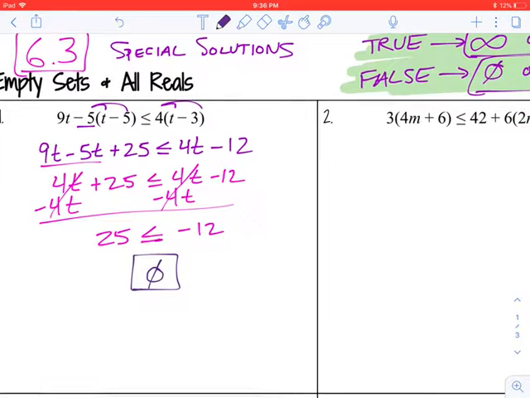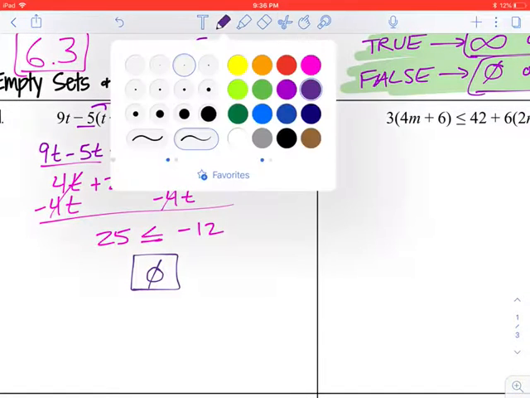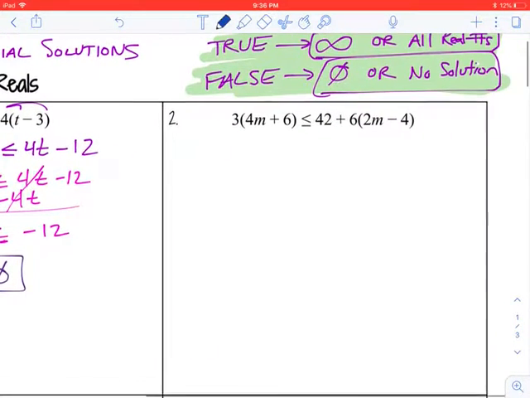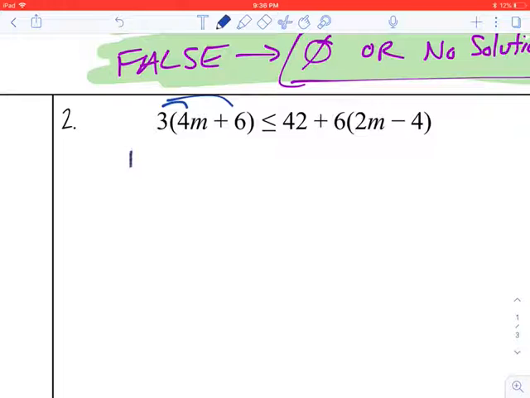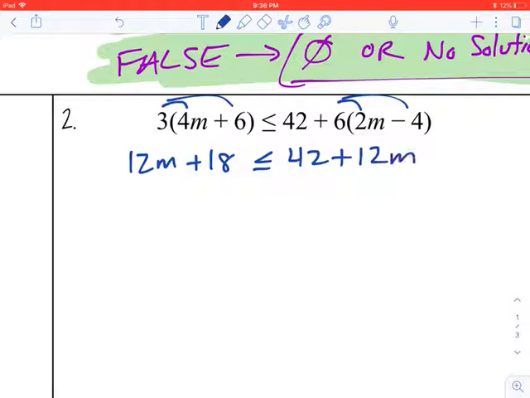Okay, so let's go through this second one here. We've got number 2. So distribute. 3 times 4 is 12m. 3 times 6 is 18. And then less than or equal to, 42 is unaffected. But I need to distribute the 6. So I get 12m. 6 times negative 4 is negative 24.